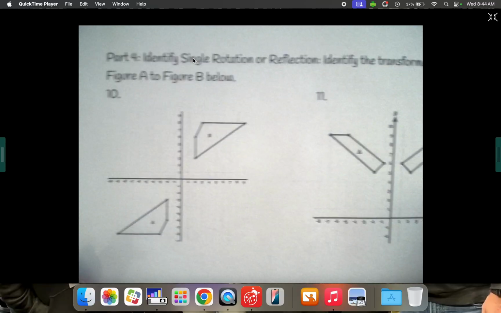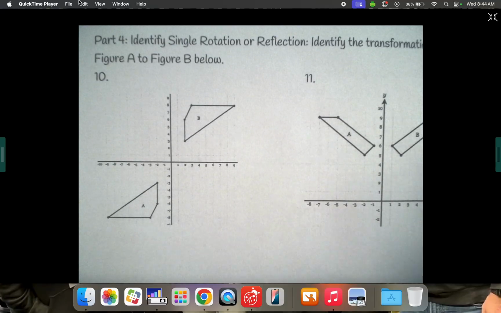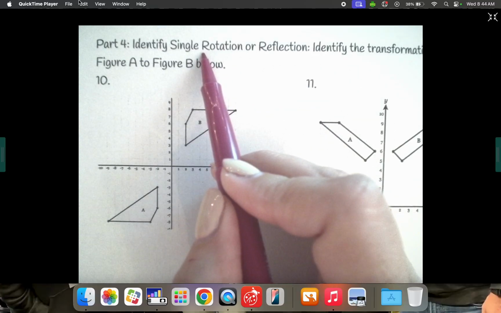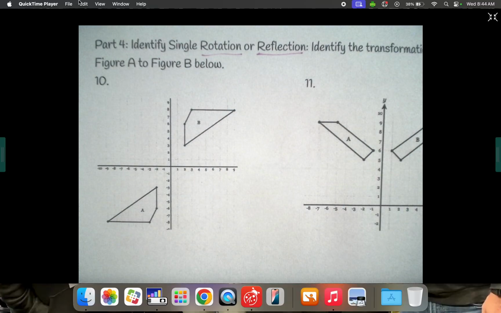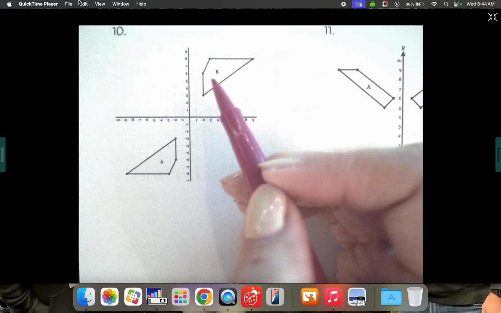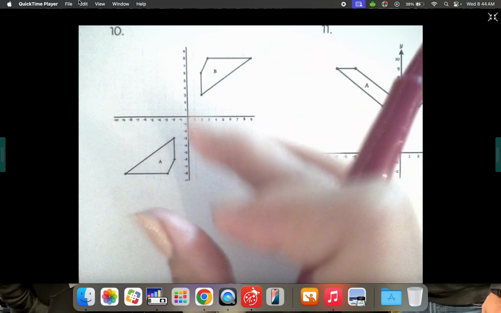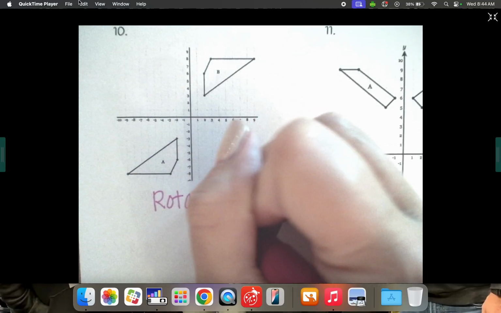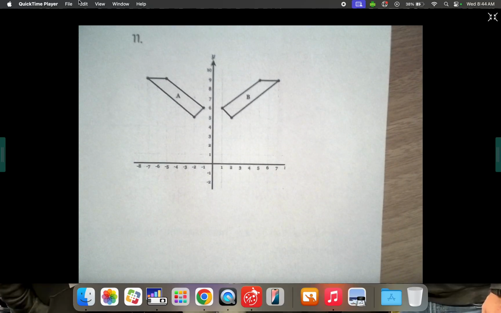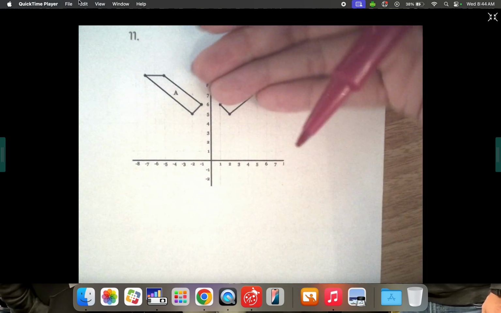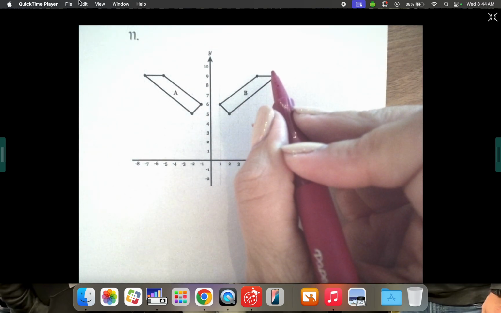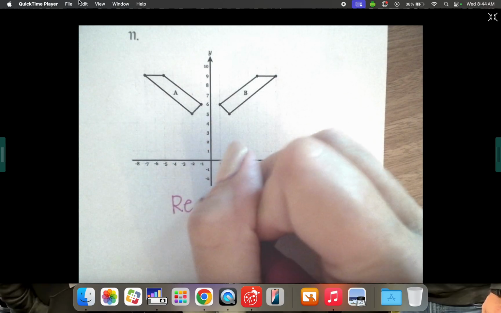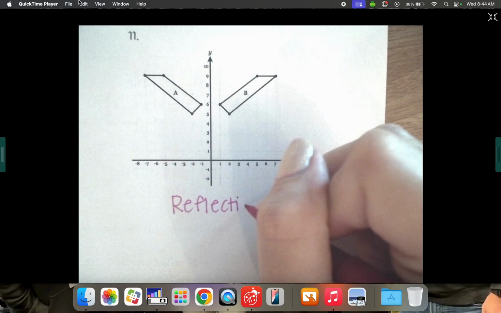The last section of Delta Math, the last section you're going to do is just identify a single rotation or reflection. So you're literally just going to say it's a reflection or it's a rotation. So this one, it didn't reflect. It would have had to have turned all the way up here. So this one is a rotation. This one did not turn, or this little pointy thing would be pointing a different direction. It flipped over the y-axis. So this one is a reflection. This section should be pretty easy for everyone.